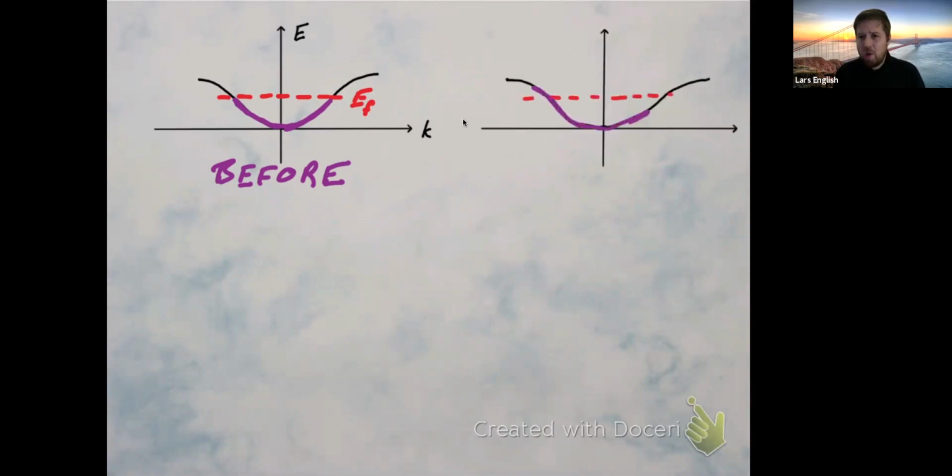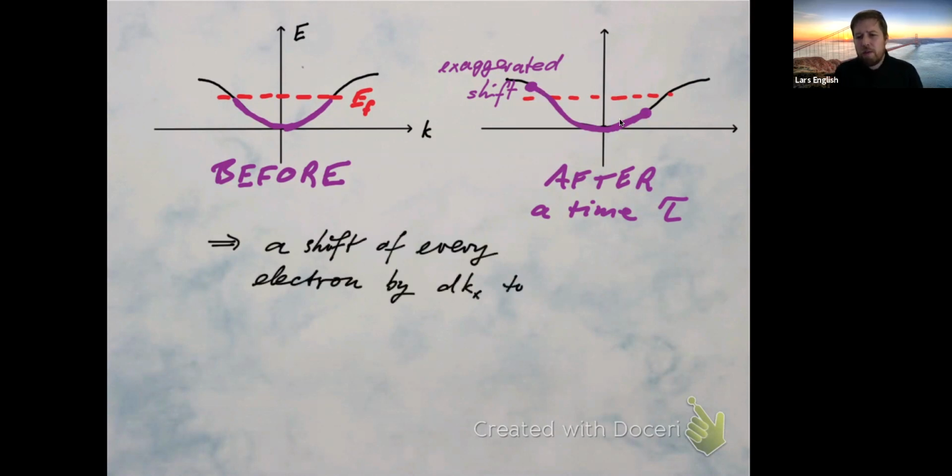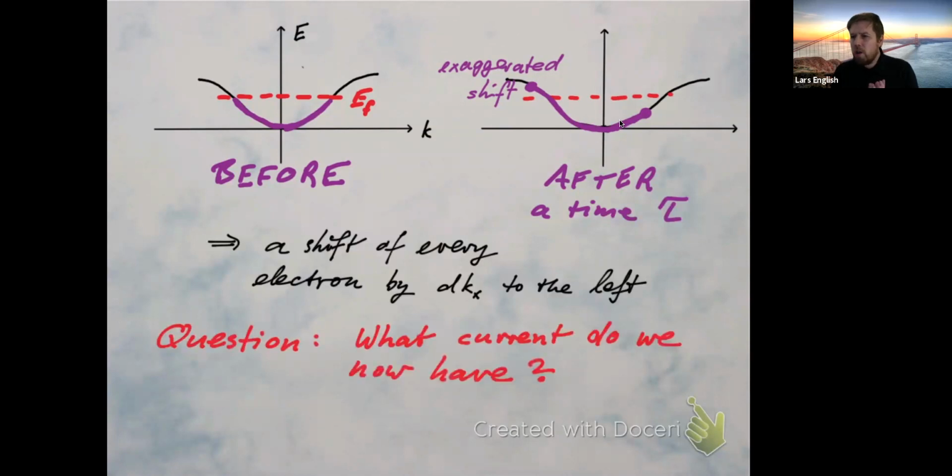And so then things shift, right? This is after a time tau. Electrons have been able to shift to the left by a certain amount. And so now we have this imbalance, right? There are more electrons on the negative side of the k-axis than there are on the positive side of the k-axis. And so we have a shift of every electron to the left by an amount delta k sub x. Now, the question is, how much current do we now get?